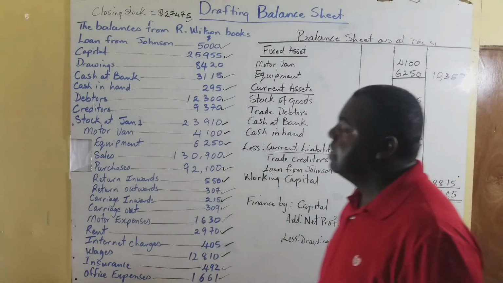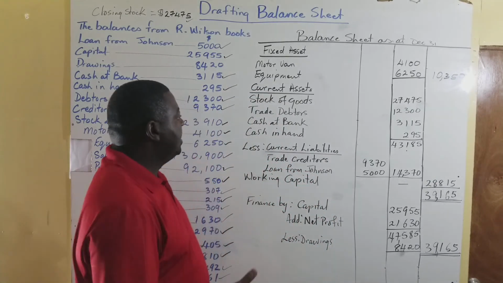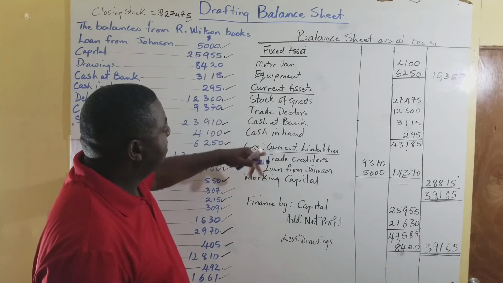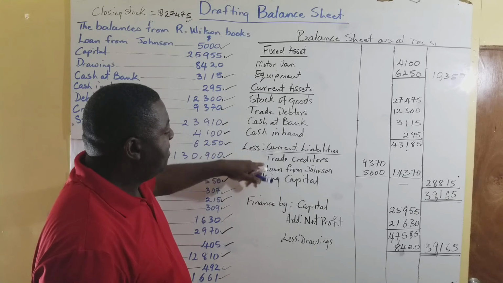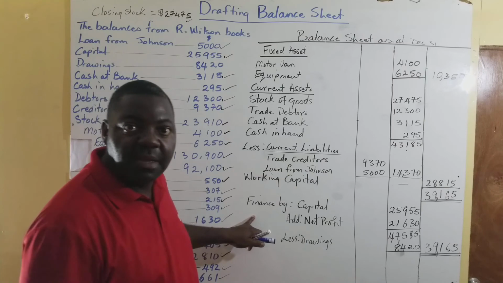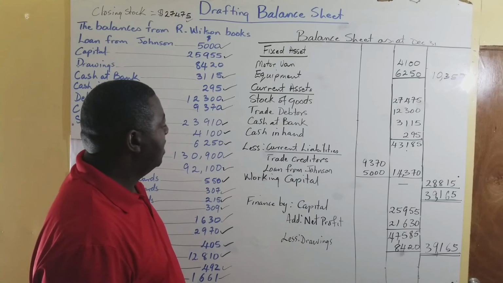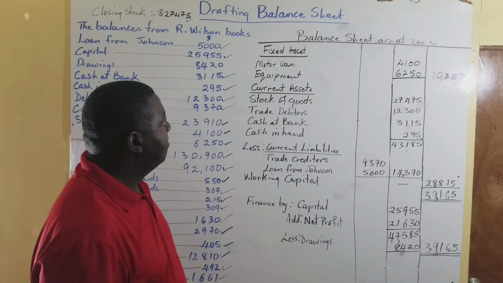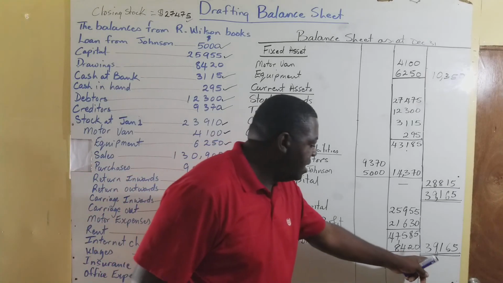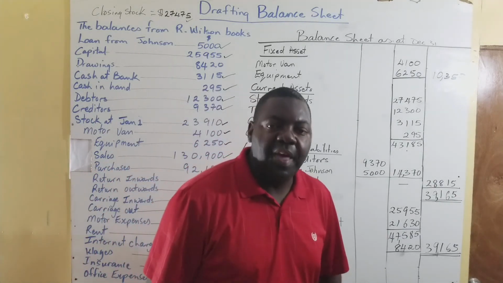So there you have it, the preparation of a simple balance sheet, putting the fixed assets, then the current assets, then we less the current liability to get our working capital, and then the section that is called the finance by, and we have calculated. So we would have been successful in preparing the business balance sheet. The net worth would have been 39,165.